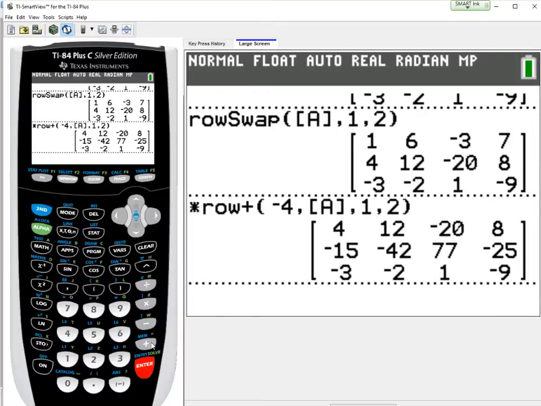So it says value, matrix, row A, row B. Returns a matrix with row A of matrix B multiplied by a value and then added to row B and stored in row B. Where is the comma? Seriously? Where's the comma?